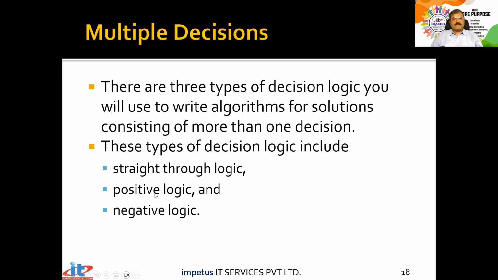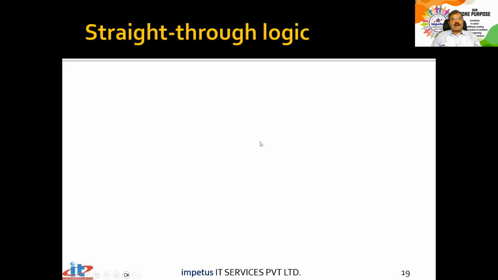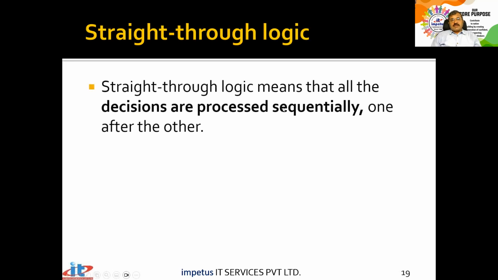No guesswork? Okay, let's proceed further. Straight through logic means that all the decisions are processed in sequence. Till now, we have been executing all instructions in sequence. Now there are going to be more than one condition, and no condition will be skipped. One after another, all the conditions will be executed in a sequence.